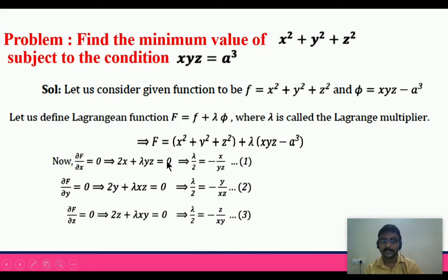So here in the second step we have to obtain these three equations, which are the partial derivatives of f with respect to x, with respect to y, and with respect to z, each equated to 0. Let them be equations 1, 2, 3 respectively. Now we have to solve these three equations and eliminate λ.